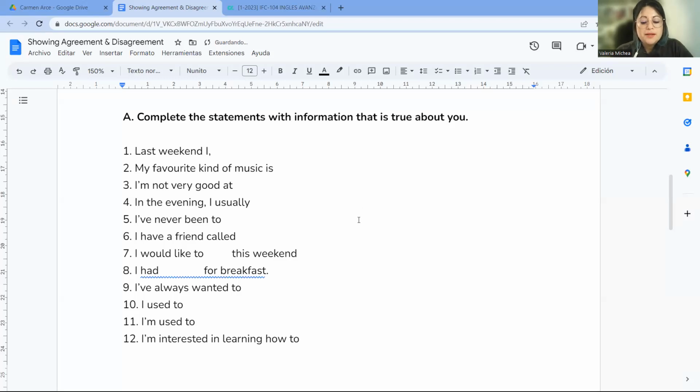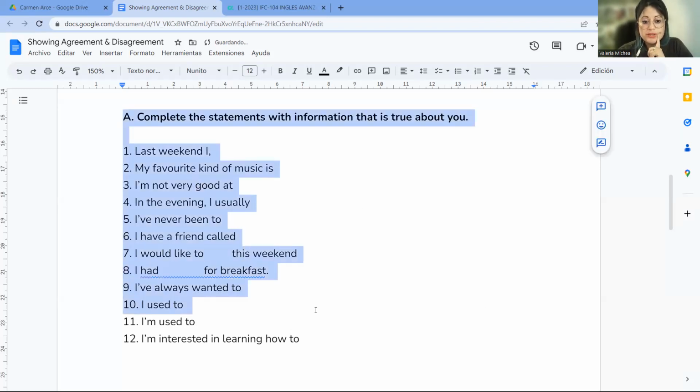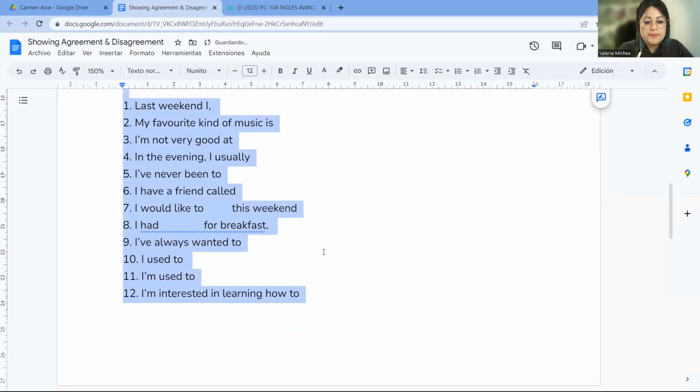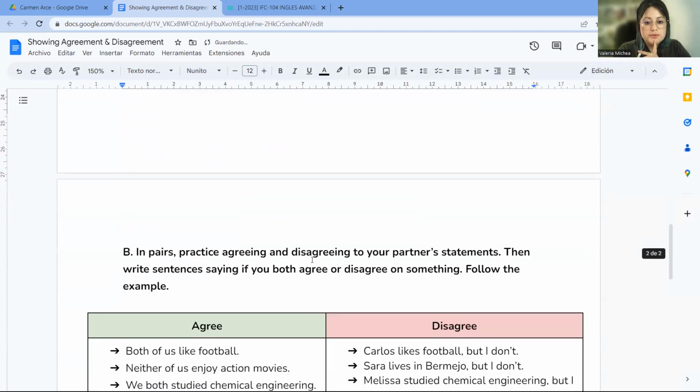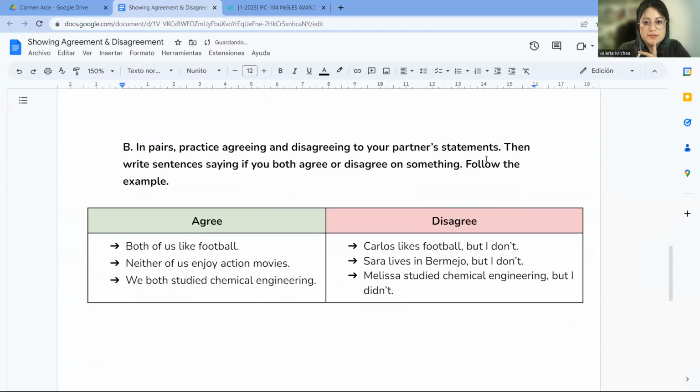Okay, so now let's continue with this activity. Remember that this is just the first part of the activity. Now we're going to do another part of the activity, and it's going to be in pairs. So now that you have completed your sentences, you can share them. All right, so what we are going to do is to work in pairs.